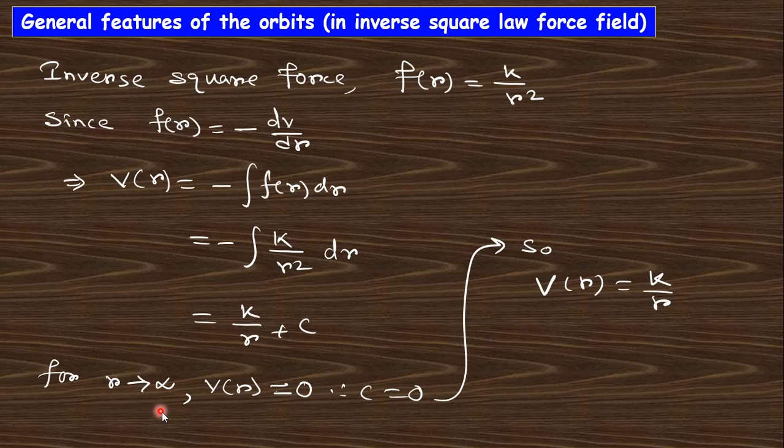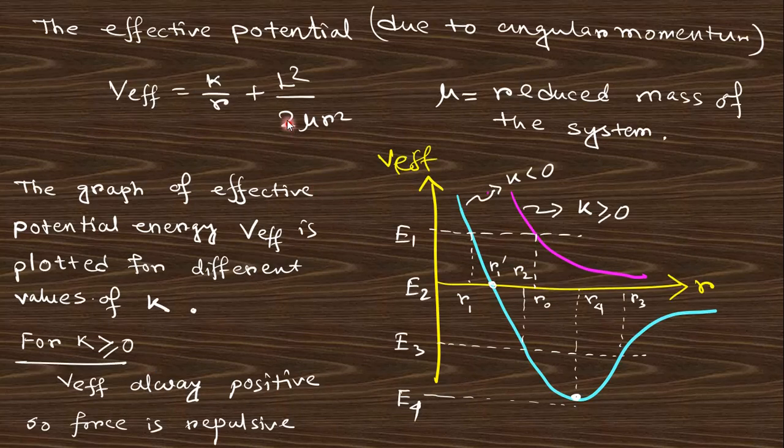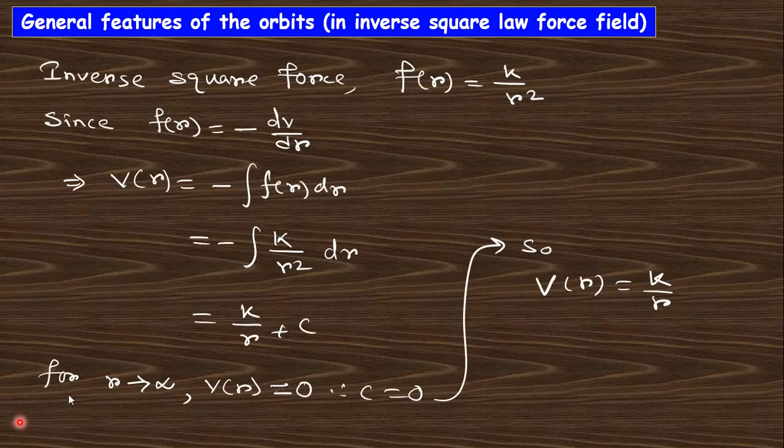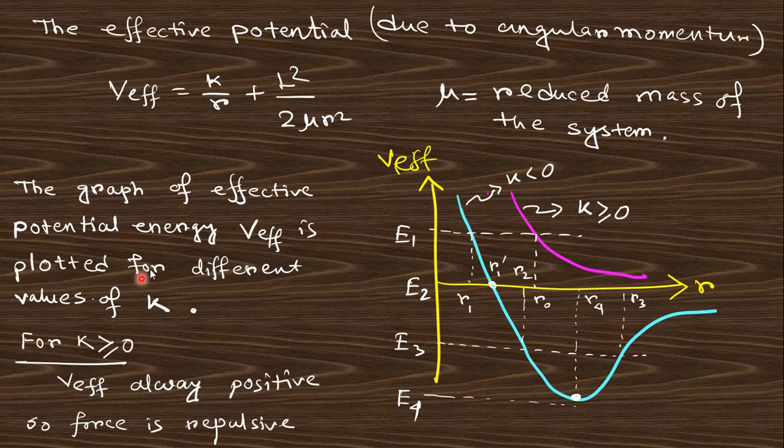As r tends to infinity, the potential tends to zero. That means c equals 0. At r equals infinity, the potential will be 0, so you get the constant equal to 0. So this is the form of the potential. But here the effective potential will have two terms: the k/r term is present with the additional term which we already obtained in the previous lecture. You can see these two terms are the effective potential of this system.